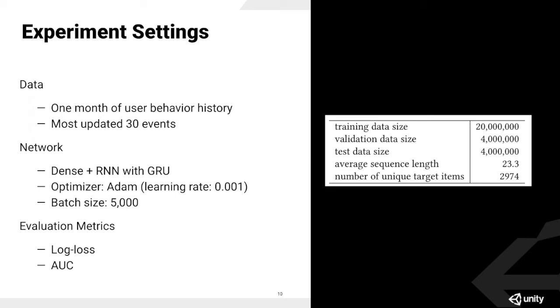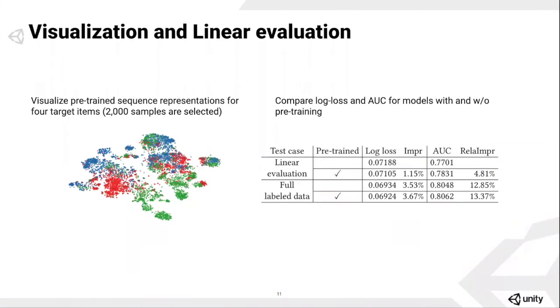Next, we will show the experimental environment and results. We collect the data from our online advertising system and use one month of users' history. In the network structure, we use a dense network and GRU for sequential training. We use log loss and AUC to evaluate the performance of models. In the experiment, we are interested in the representation learned by the self-supervised pretraining. We visualize those representations by t-SNE.